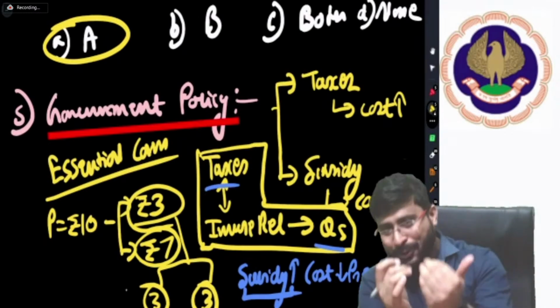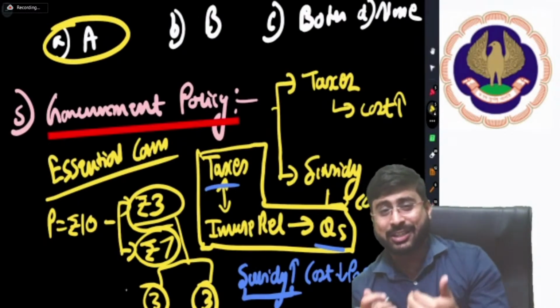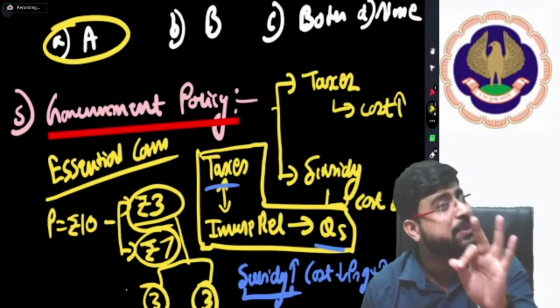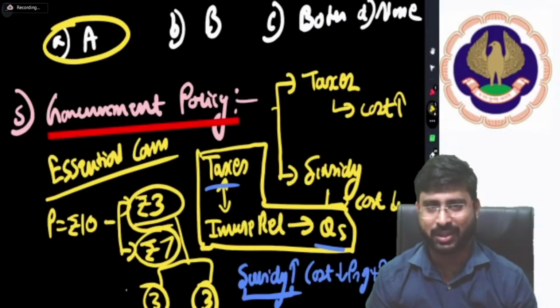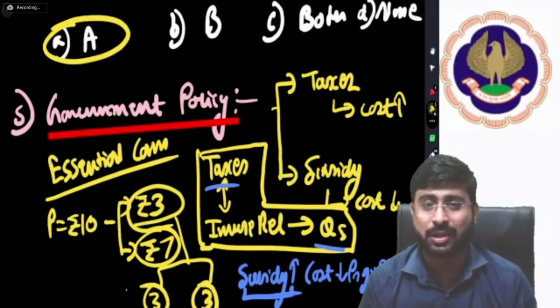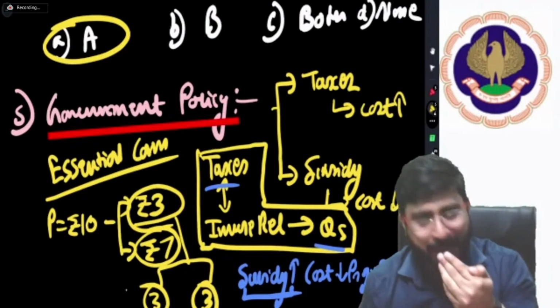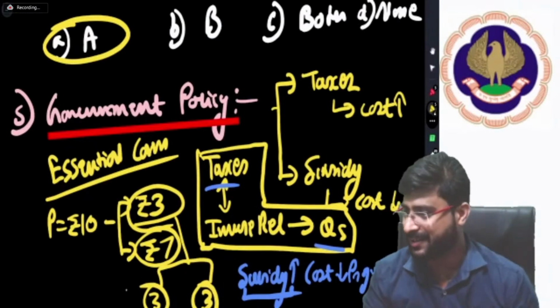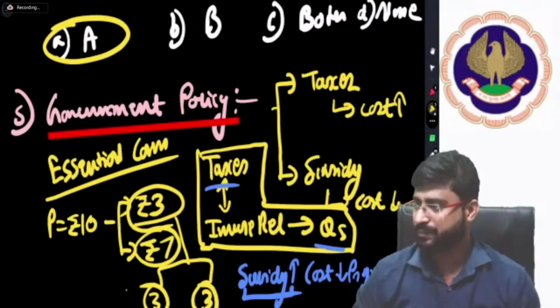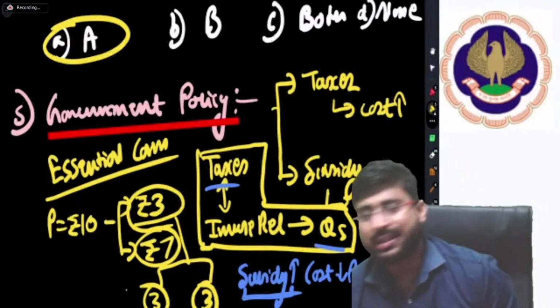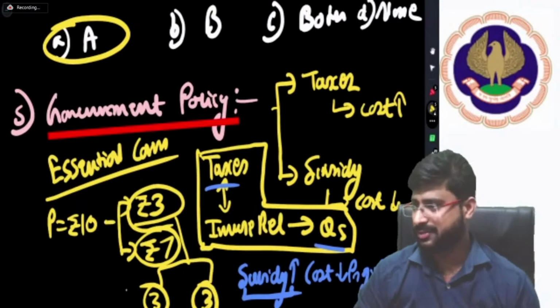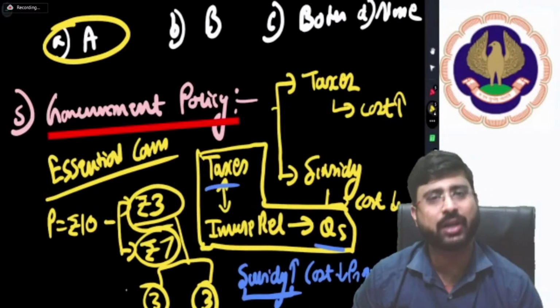So subsidy reduces the cost of the product. The government is bearing the cost. This happens only in case of some essential items. And so quantity supplied rises, because more subsidy means lesser cost. Lesser cost means more profit. More profit means more supply. Yes, sir. So the fifth point we have understood.